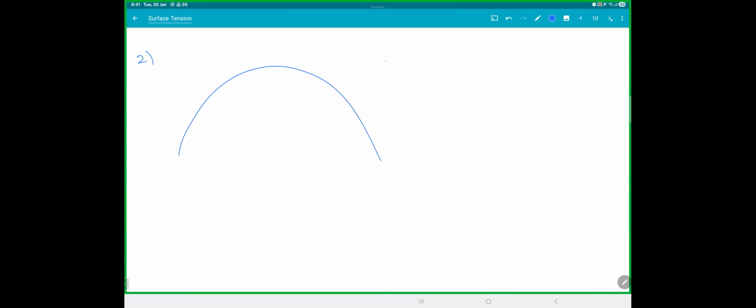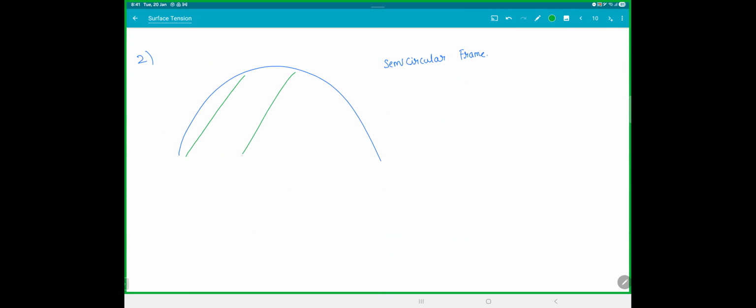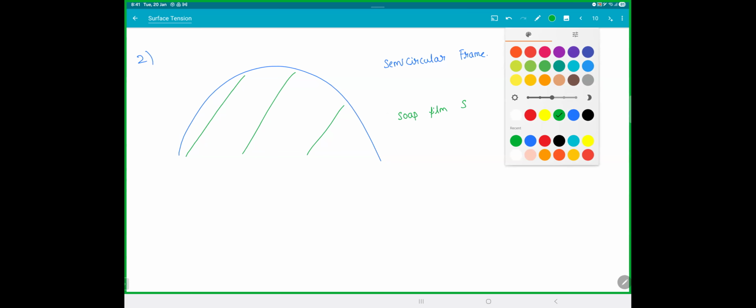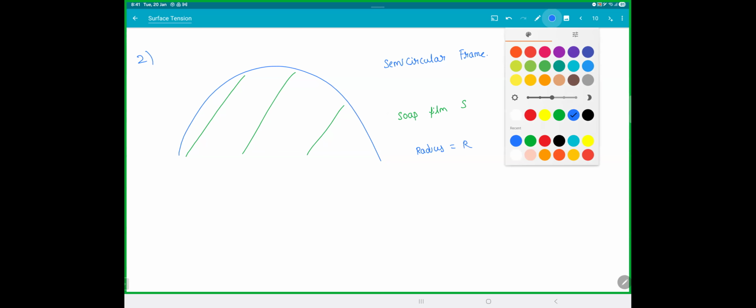We have a semicircular frame. And inside we have a soap film. Always, the moment I say soap film, remember, 2 will come. Most people goof up that, so be careful with that. So there is one surface on the front and one surface at the back, which you can't see, the back surface.